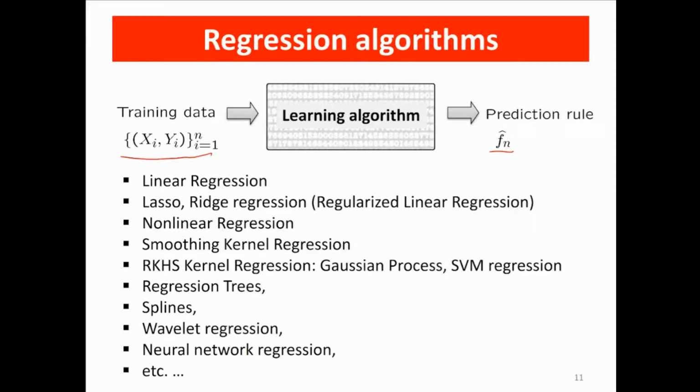There are many different kinds of regression algorithms, all make very different assumptions, and they have somewhat different goals as well. We will discuss the simplest possible regression algorithm, the linear regression, and later during the semester we will discuss some other regression methods. Here I just listed a few other regression methods that are very important in machine learning, such as the lasso regression, ridge regression, smoothing kernel regression, reproducing kernel Hilbert space-based regressions, such as Gaussian process regression, support vector machine regression. There are regression trees, spline regression, wavelet regression, neural network regression, and so on.